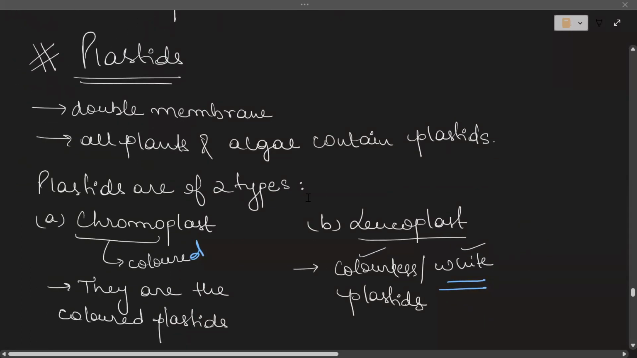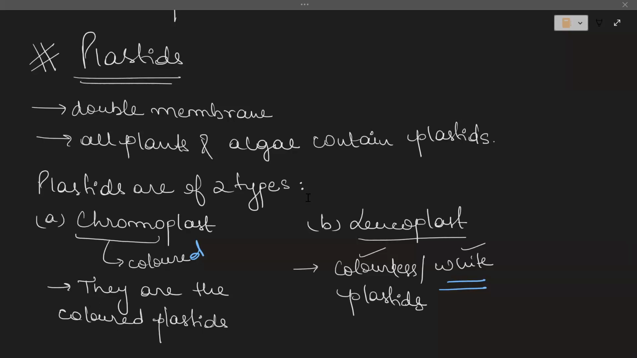Plastids also have a double membrane. Two membranes are there, outer membrane and inner membrane. All the plants and all the algae contain plastids. Plastids are of two types. First is chromoplast, then there is leucoplast. Chromo means color, so the plastids that have color we call chromoplasts. The leucoplasts are the colorless plastids, they are white.